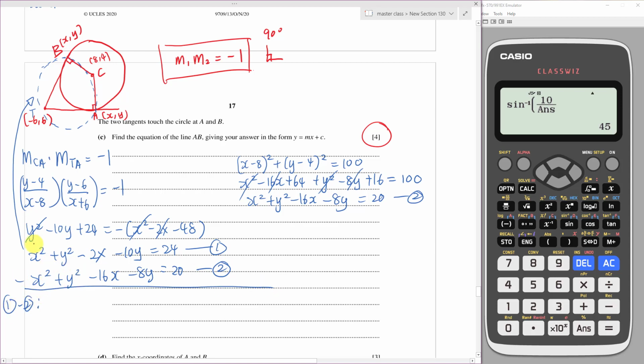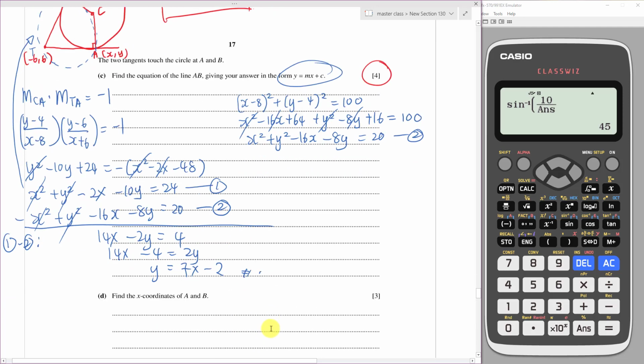So just imagine if I minus them, x squared minus x squared is gone, y squared minus y squared is gone, negative 2x minus negative 16x, I get 14x. And then this one I minus, I should be able to get negative 2y equals 4. So I want to live in this form, so I want to make y the subject. So 14x minus 4 equals 2y. Then y will equal 7x minus 2. Alright, so this is what they want. Done. This is how you actually get the format.